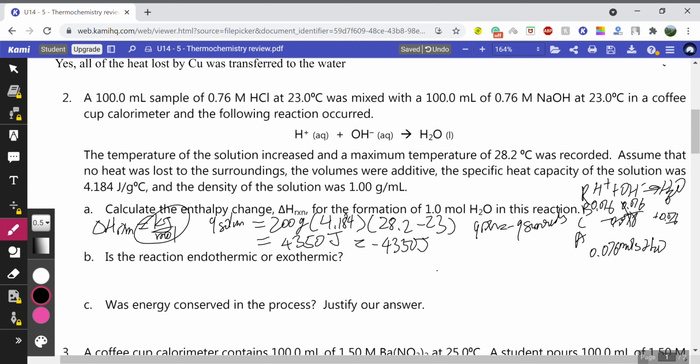Now, since delta H reaction is kJ divided by moles, we can use this number divided by moles, which is 0.076. Negative 4350 divided by 0.076 is equal to negative 57,237 joules per mole. Now, since we need kJ per mole, we need to divide this by 1,000 joules per kJ. So divide that number by 1,000, and we'll get our final answer of negative 57.2 kJ per mole.